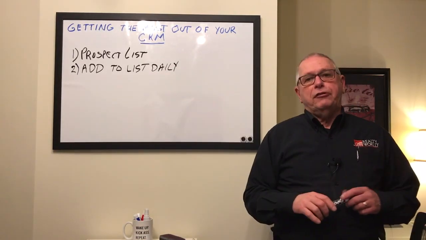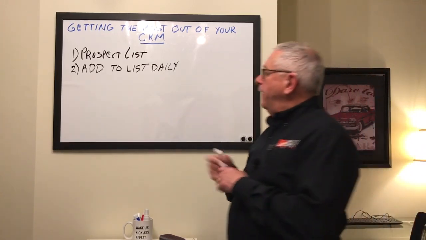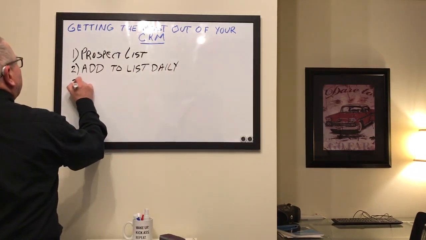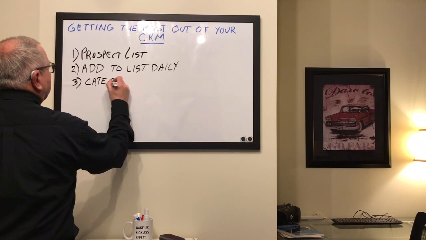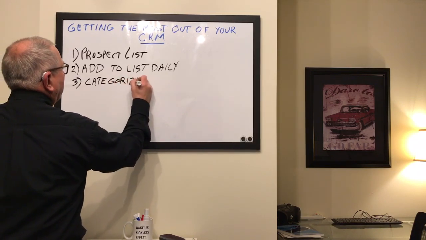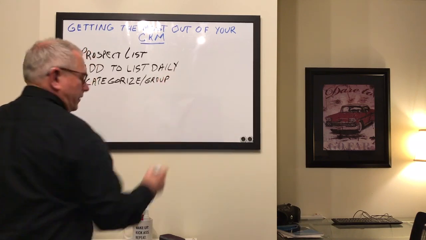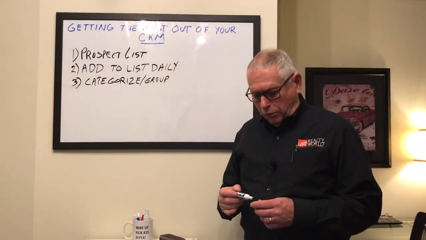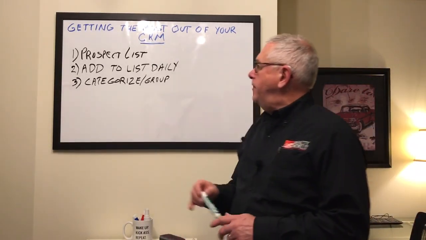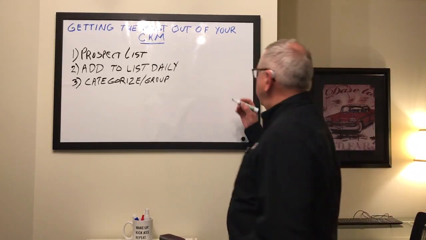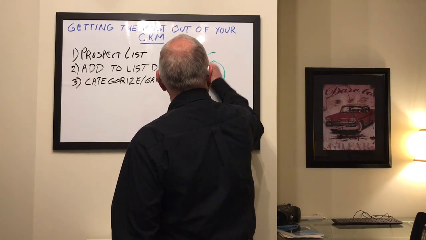So now you've got your prospect list, and hopefully you're adding to it daily. And the next step is to categorize or group your contacts. If you can remember from a previous video, we talked about this, that there's three groupings of contacts typically.